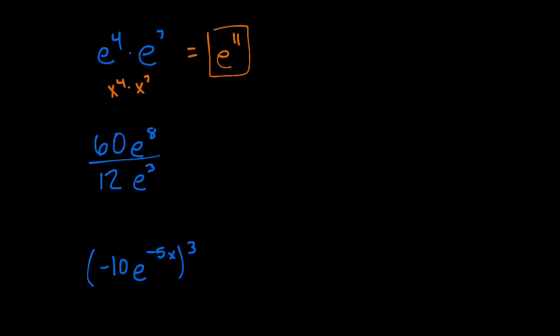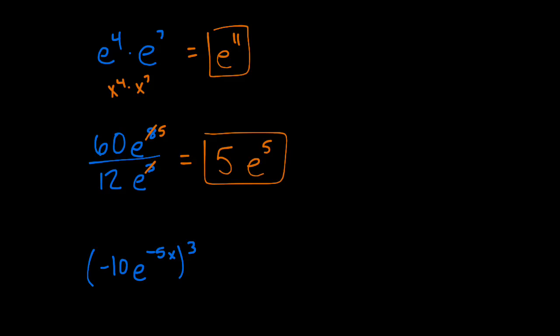And the next example, we have 60 e to the 8th over 12 e to the 3rd. Hopefully problems like this are familiar from a couple chapters ago. We deal with the two parts separately, so 60 over 12, that reduces to 5. And then e to the 8th over e to the 3rd. Since we're dividing, we would subtract those, or think about how 3 of them cancel out with 3 of them on top, and so we would have e to the 5th.